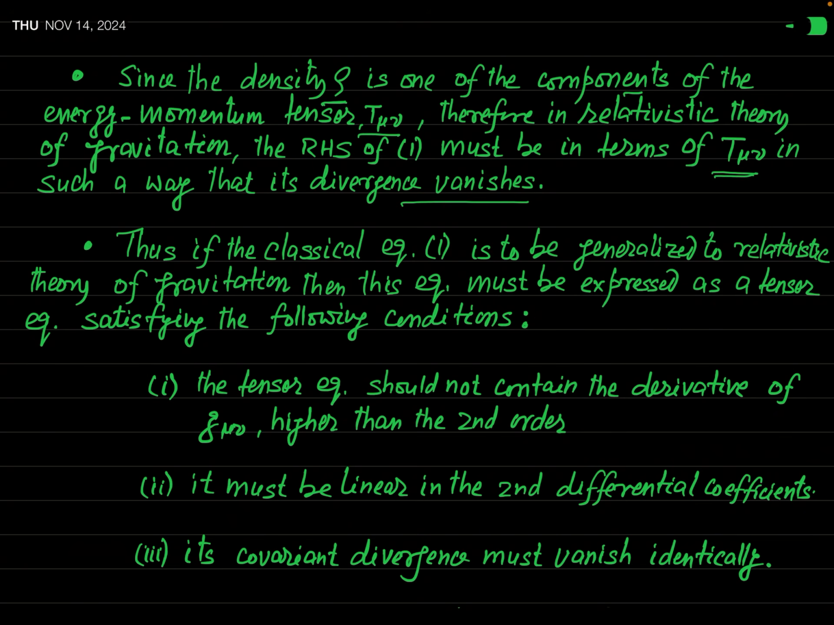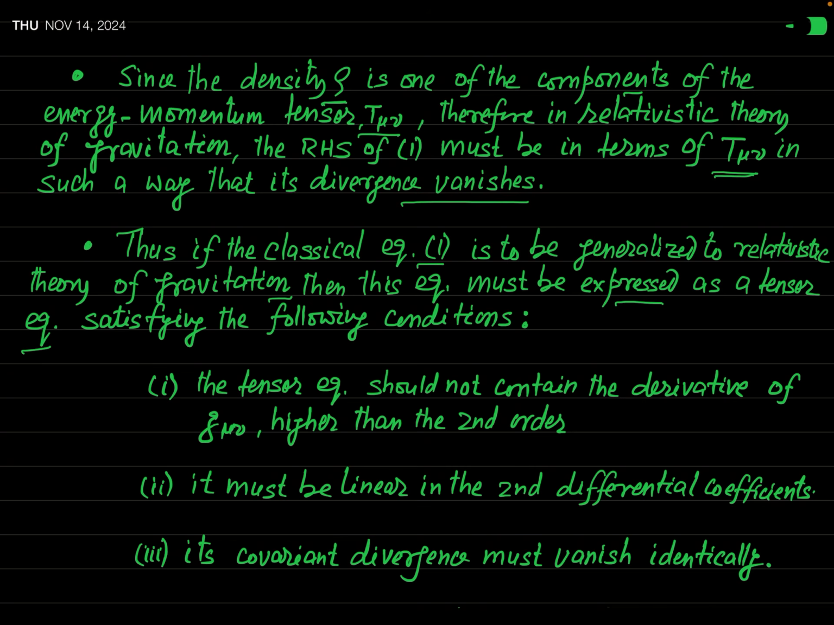Now, if the classical equation defined in 1 is to be generalized to the relativistic theory of gravitation, then this equation must be expressed as a tensor equation, as I have told you earlier, satisfying the following conditions. When these three conditions are satisfied by the tensor equation, then that will be a valid equation for dealing with the relativistic theory of gravitation. So what is the first condition?